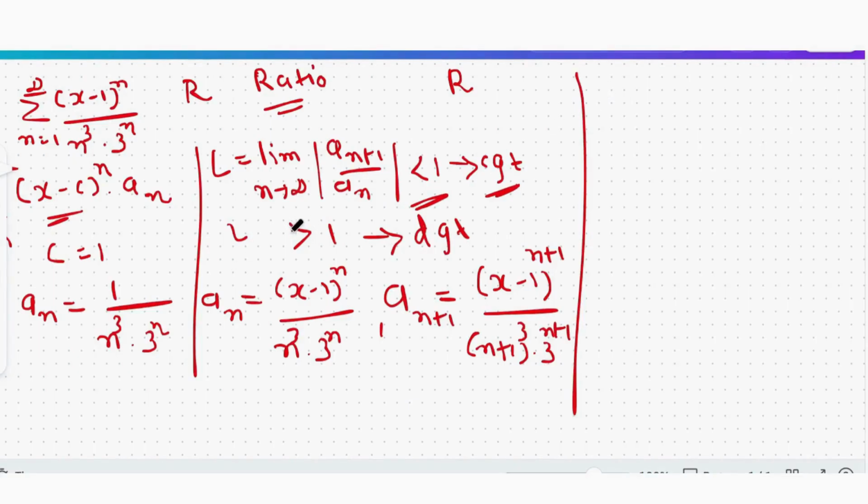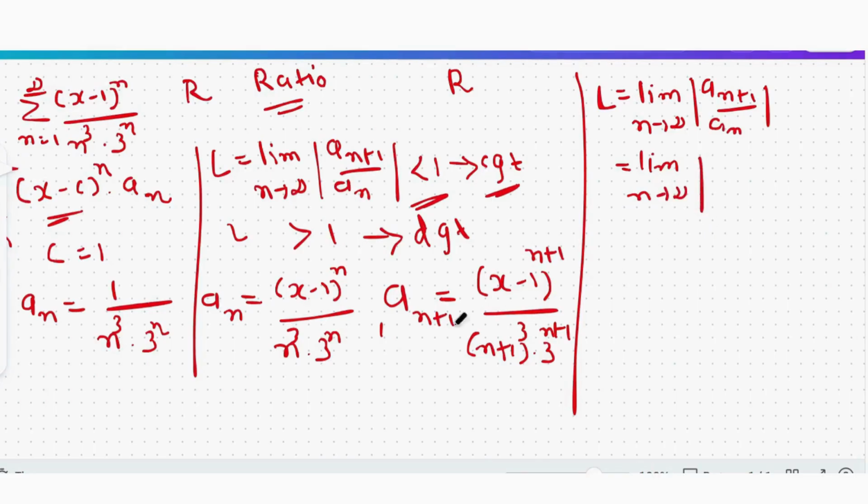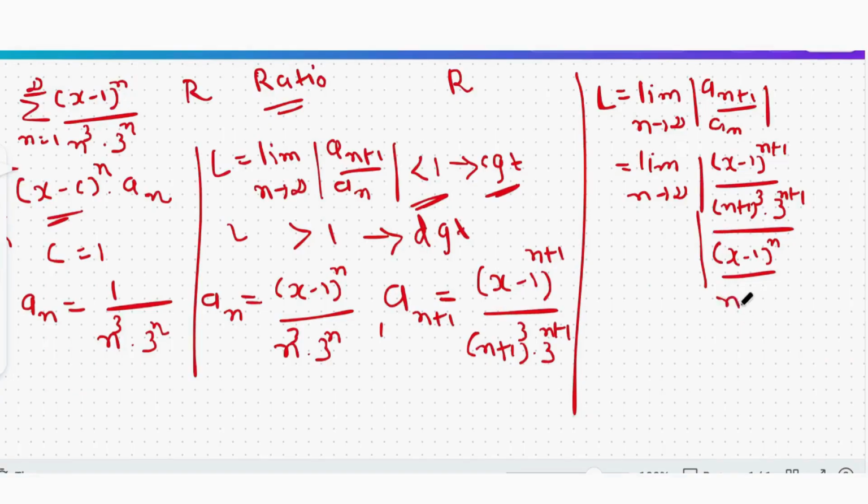So next, evaluate this limit. L is equal to limit n tends to infinity mod a_(n+1) upon a_n. This is nothing but limit n tends to infinity of: put the value of a_(n+1), which is (x minus 1) raised to n plus 1 upon (n plus 1) raised to 3 into 3 raised to n plus 1, entire upon the a_n term, which is (x minus 1) raised to n upon n raised to 3 into 3 raised to n. So this is my L.